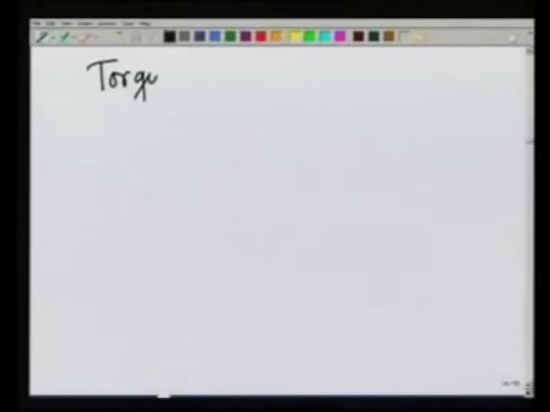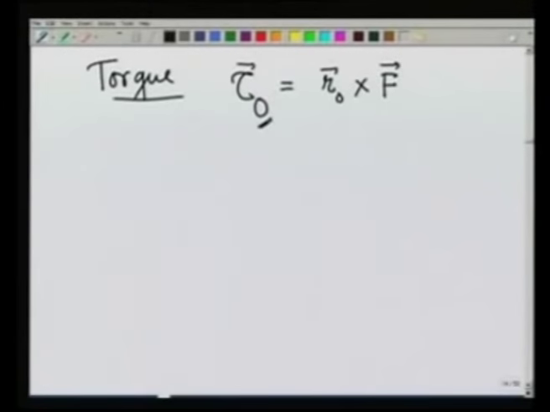So, let us write now the torque tau from the origin O is going to be given as r measured from O cross F. r_O measures the point at which the force is being applied compared to the origin or the point at which the body is being held. But naturally, when you define torque like this, it is an origin dependent quantity.